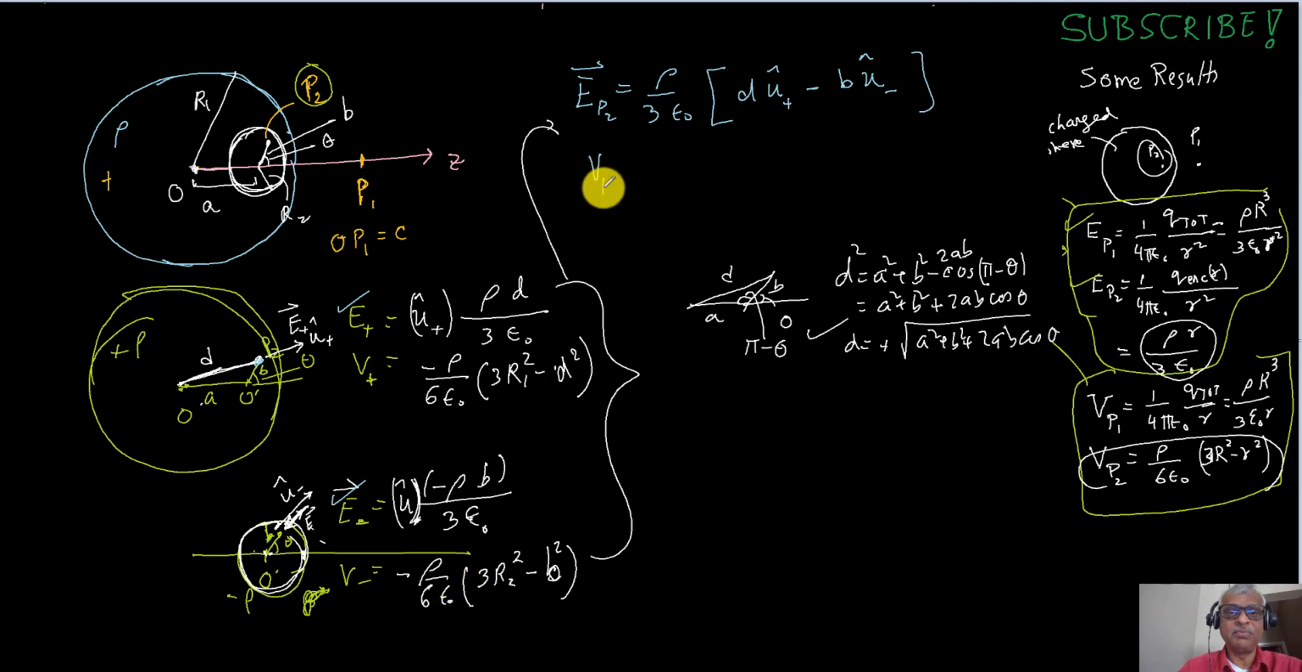How about V? V at P2 will just be the sum total of these. So this one is negative, this should be positive. This is positive. So this would be rho over 6 epsilon naught times 3 R1 square minus D square minus 3 R2 square plus b square, and there you have it. So this is filling a cavity and then exploiting the symmetry, or the simpler problem that results. It is a very interesting technique and applicable to a lot of seemingly impossible problems.